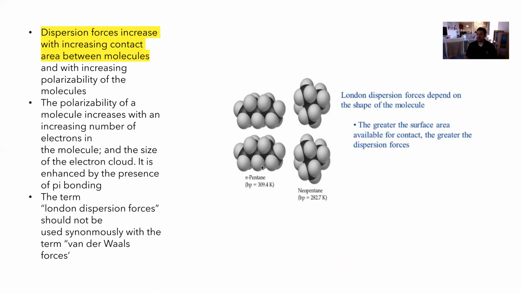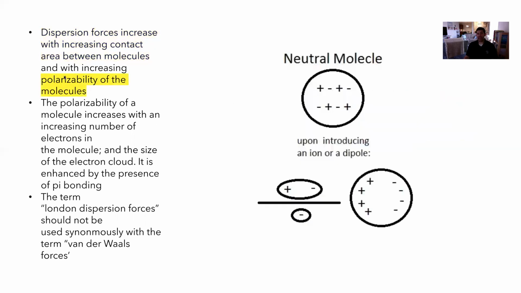So if we're looking at 2 molecules, these are isomers of each other, pentane and neopentane, C5H12. If it's in a straight line, it's going to have more surface area. As we get these branched organic molecules, they're actually going to reduce their surface area. So the dispersion forces are actually stronger when we have more surface area. So dispersions are going to be more important when we have these straight long molecules. And it's going to increase with increasing polarizability of the molecules.